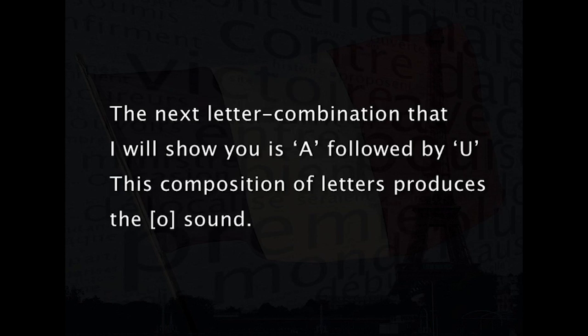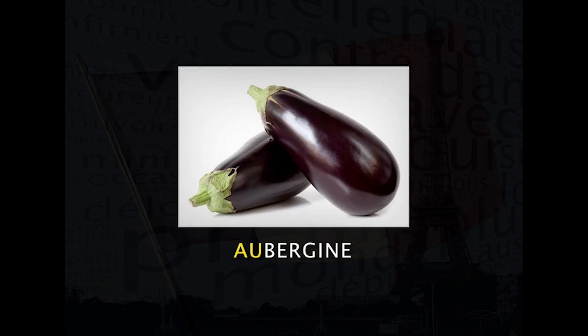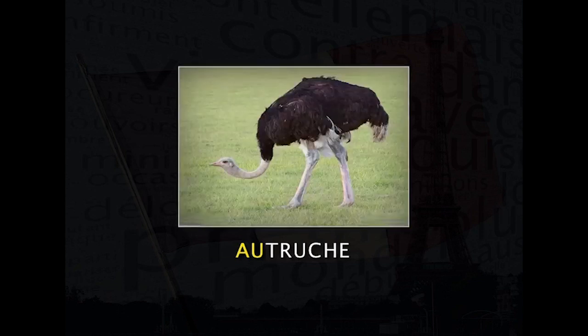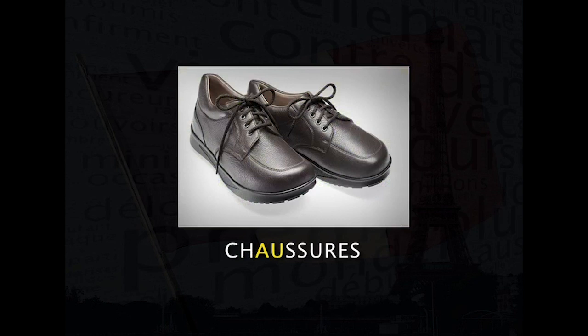The next letter combination that I will show you is A followed by U. This composition of letters produces the O sound. The following words are examples of words that have this letter combination: aubergine, autruche, chaussure. There are many words in French that begin with AU, but there are very few words that end with this letter combination.